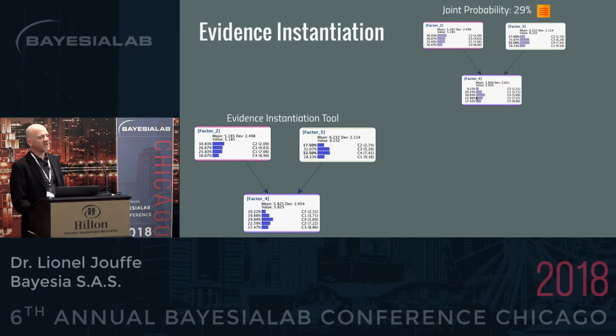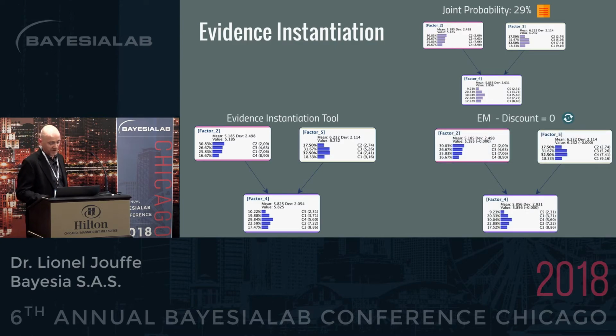Now, with the parameter updating, we have the perfect solution, right? We just have to use EM, the one I was describing before. We can set a discount of 0 just to discard. We just use the structure. We are not using any equivalent number here. And then with EM, we have the perfect match. Right?